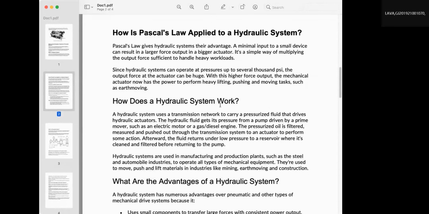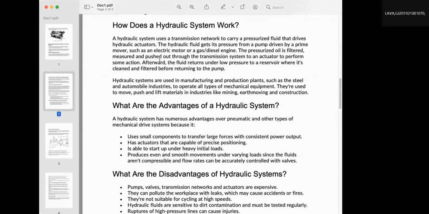How does a hydraulic system work? Hydraulic systems use a transmission network to carry a pressurized fluid that drives hydraulic actuators. The hydraulic fluid gets its pressure from a pump driven by a prime mover, such as an electric motor or a gas or diesel engine. The pressurized oil is filtered, measured, and pushed out through the transmission system to an actuator to perform some action. Afterward, the fluid returns under low pressure to the reservoir where it's cleaned and filtered before returning to the pump.